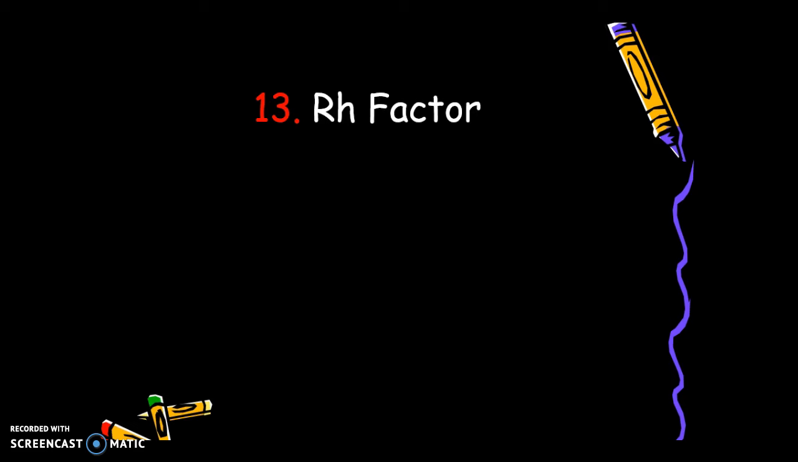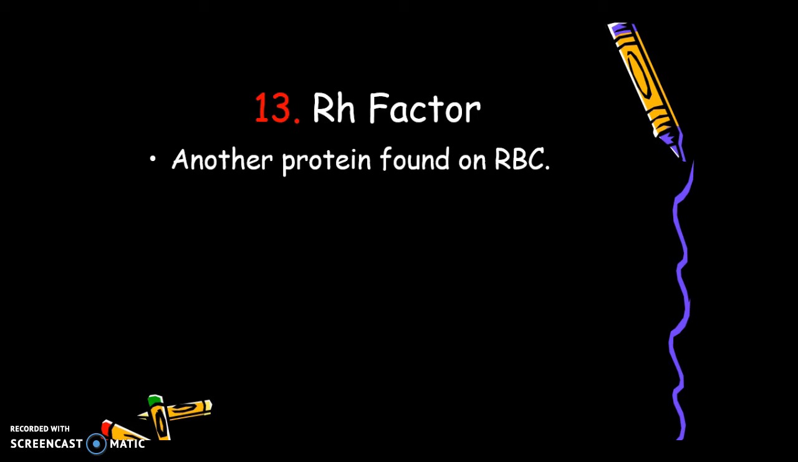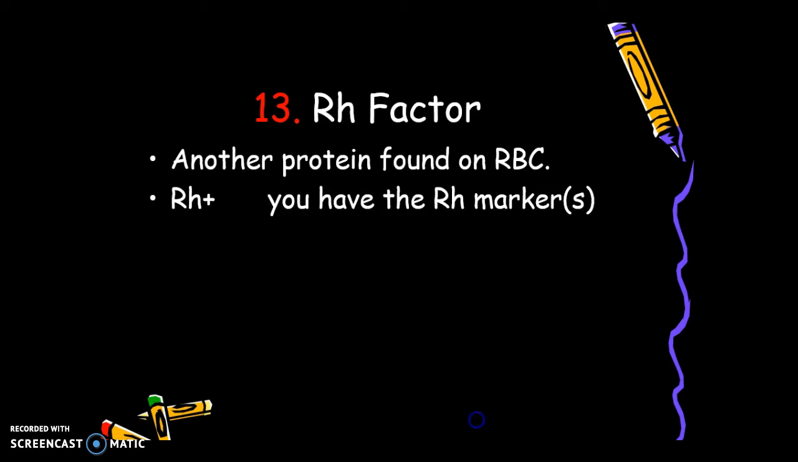RH factor, we're not going to spend a whole lot of time on this because it has more to do with pregnancies than with blood transfusions. RH factor is another protein found on your red blood cells. So if you're considered RH positive, you have one or more of these RH markers or proteins. If you're RH negative, that means you don't have any of these RH markers. And if you're RH negative and you're pregnant, you want to ask your doctor about what to do. They're going to give you a shot so that if your baby is RH positive, there's no clotting going on. But as far as transfusions, we don't have to worry about that.